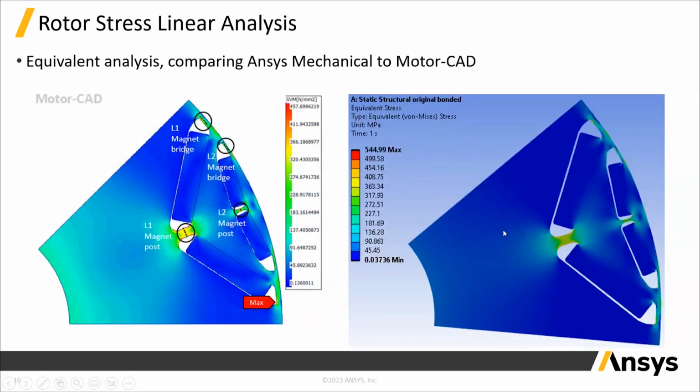So here are the results from the linear analysis in Mechanical. We can see higher stress around the bridge, layer 1, layer 2, and also the post. If we compare with the result from MotorCAD, we see similar results around those areas, and we see slightly lower stress in MotorCAD.